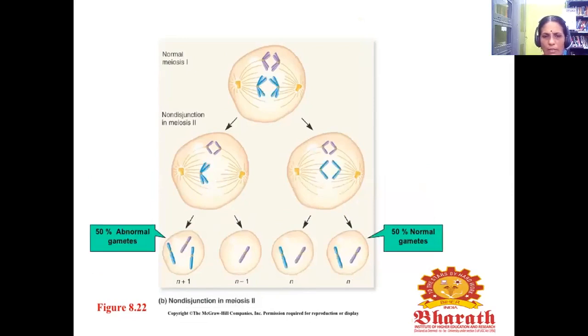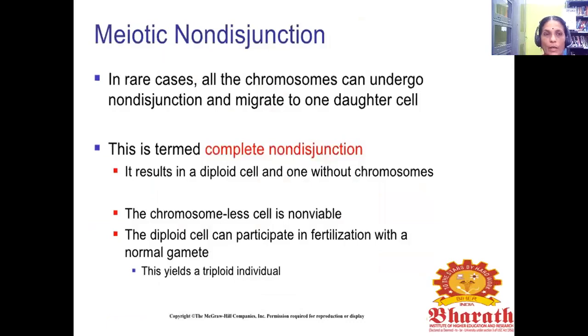A second one is nondisjunction in meiosis 2. First is normal meiosis 1, then nondisjunction in meiosis 2. Then 50% abnormal gametes are produced and 50% normal gametes are produced. In rare cases, all the chromosomes can undergo nondisjunction and migrate to one daughter cell. This is termed complete nondisjunction. It results in a diploid cell and one without chromosomes.